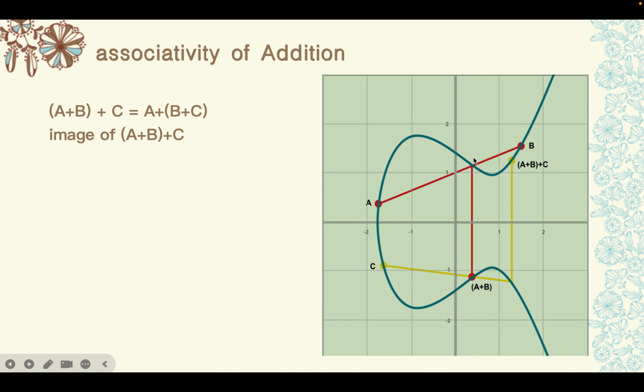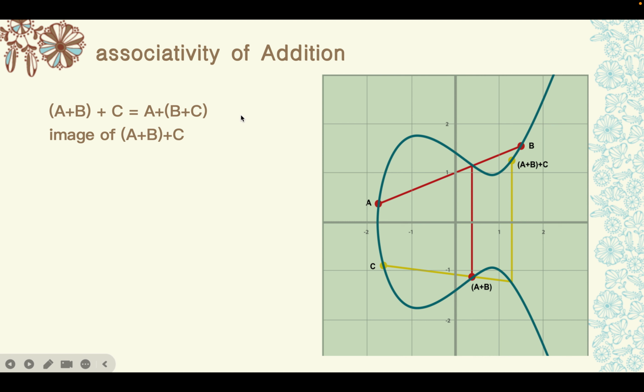The third point is here, because this line intersects with the curve at the third point. So we find its symmetric point here. So this point is A plus B. Now we can connect C with this point, extend the line to here and find its symmetric point here. So this is A plus B and then plus C, right?